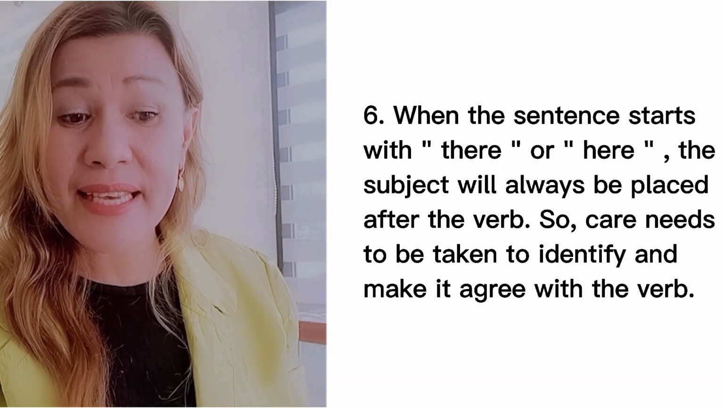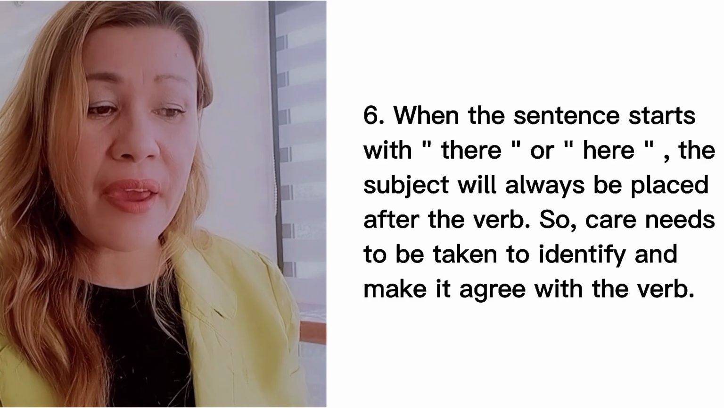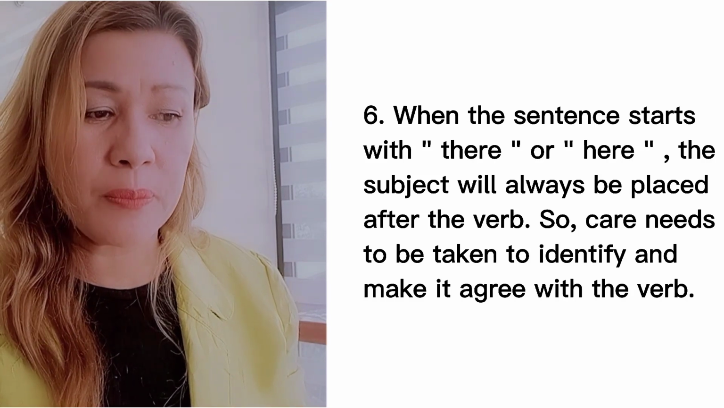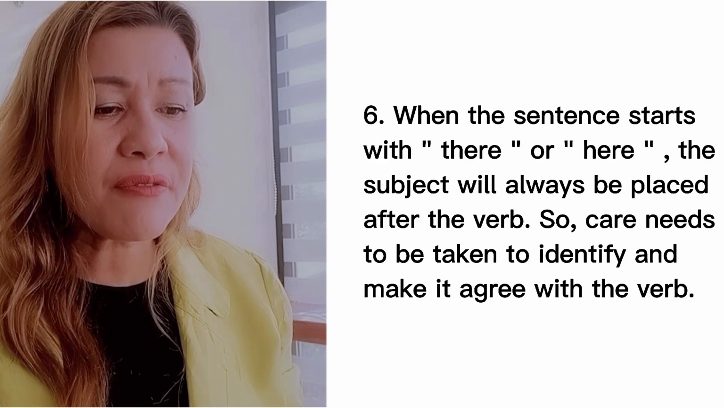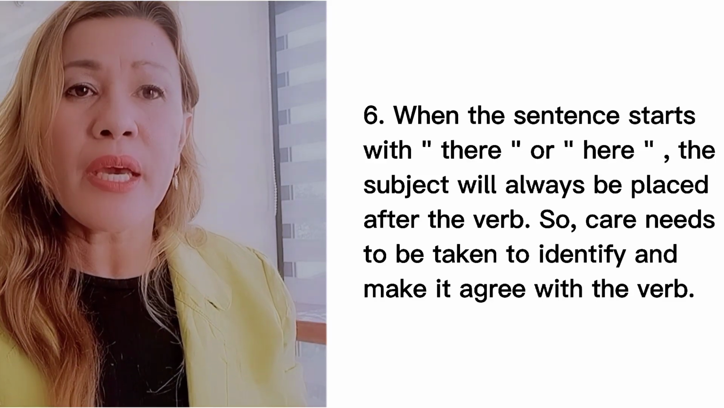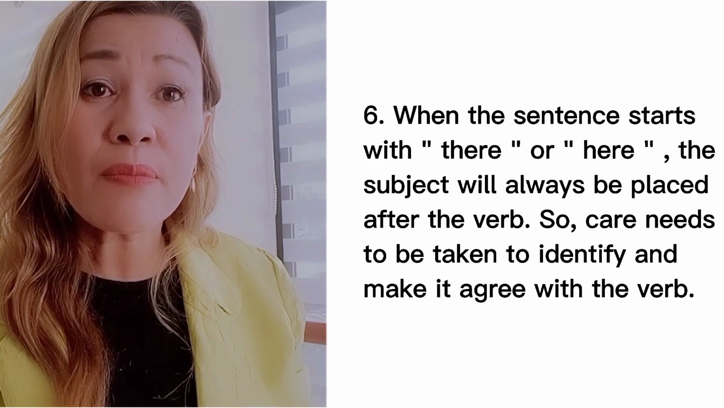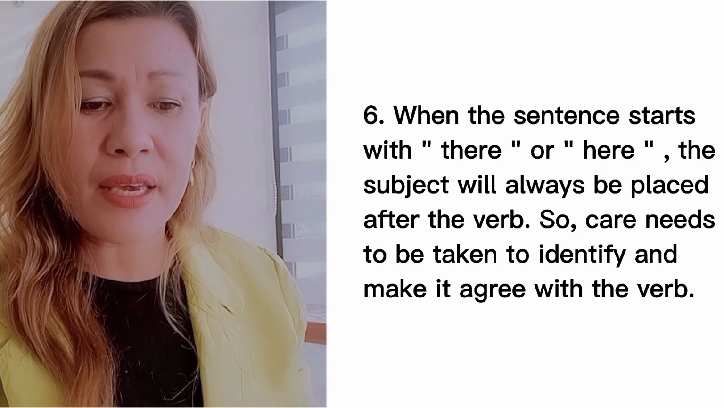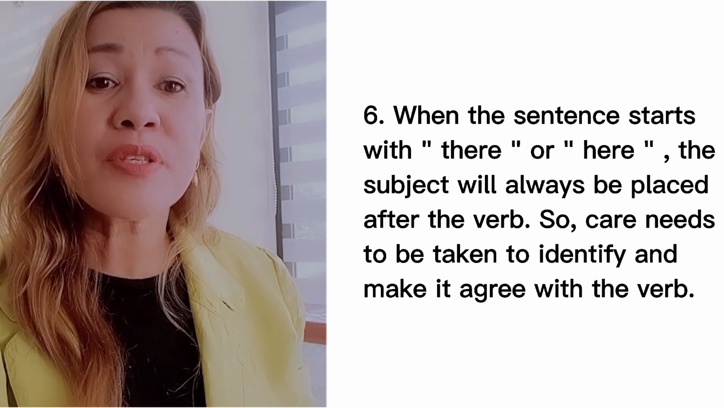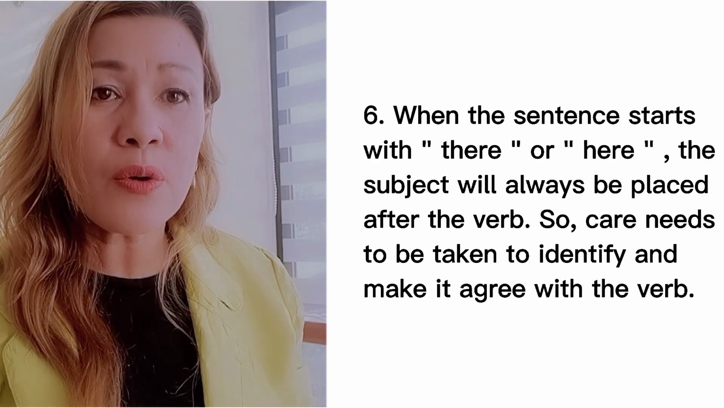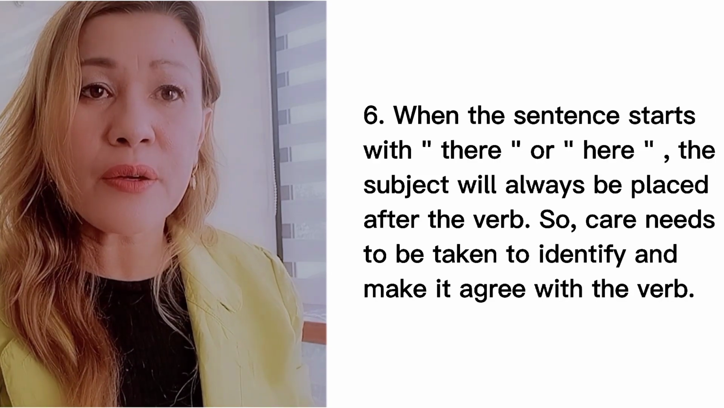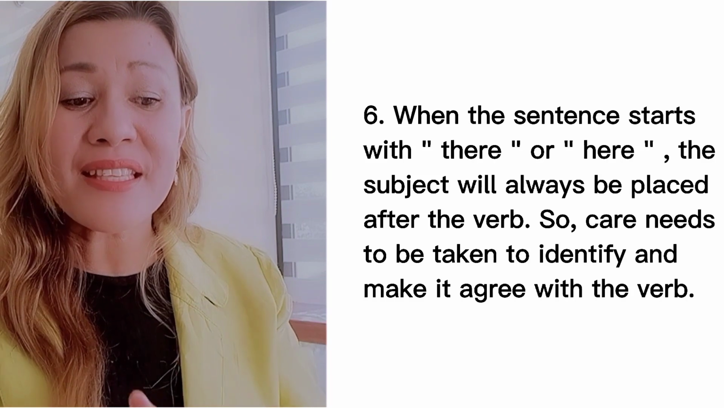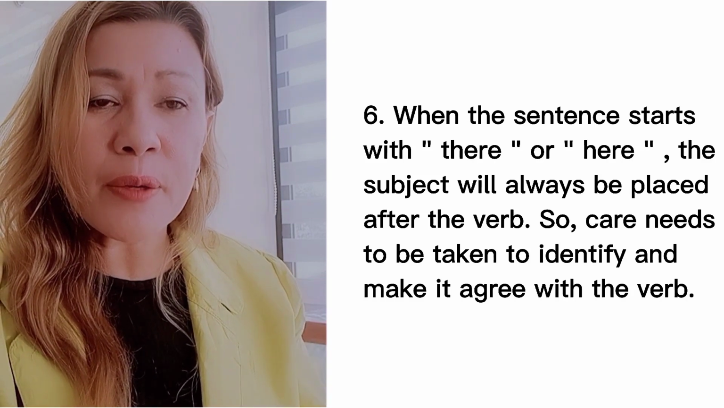Rule number 6 says, when the sentence starts with there or here, the subject will always be placed after the verb. So care needs to be taken to identify it and make it agree with the verb. In the previous rules that we learned, our subjects were coming first and then they were followed by the verb. In this case, our subject comes after the verb. Why so? Because our sentences begin with there or here. So when you have here or there beginning your sentences, your verb comes first.